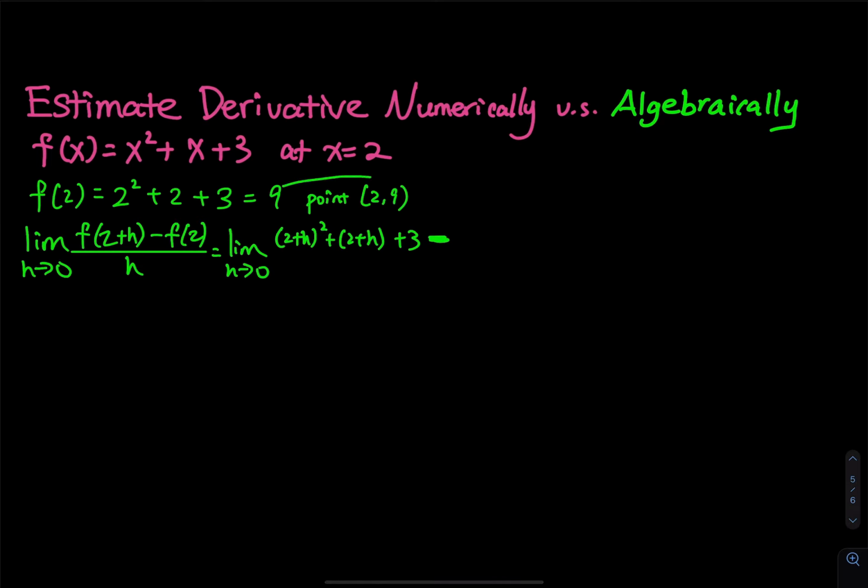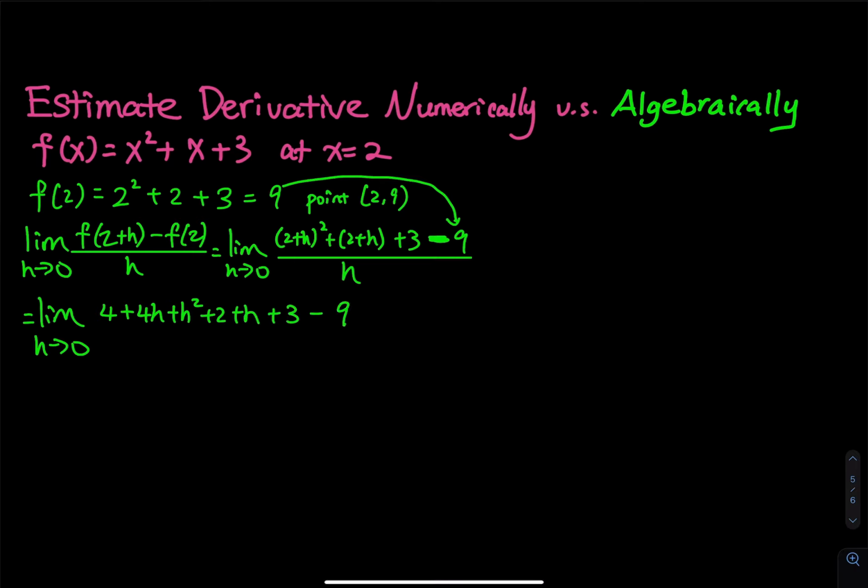So f of 2 is right over here, so that is just a 9, and then you divide it by h. Then you fully open up the top, clean up the top, and factor out one h to get rid of the h in the denominator. So we have limit as h goes to 0. The top is 4 plus 4h plus h squared plus 2 plus h plus 3 minus 9. Then take a look at the constants. We have a 4, a 2, a 3, and then we have a minus 9, right? So get rid of them.